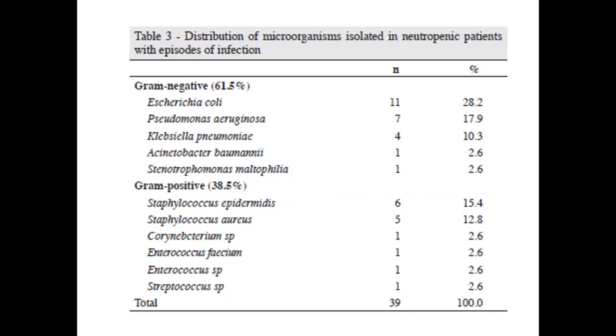You see that the most common type of bacteria that causes fever in neutropenic patients is the gram-negative microorganism or bacilli, the coliforms and the Klebsiella. The gram-positive bacteria are less, but still the patients who have central venous catheter have an increased number of infections by gram-positive cocci.